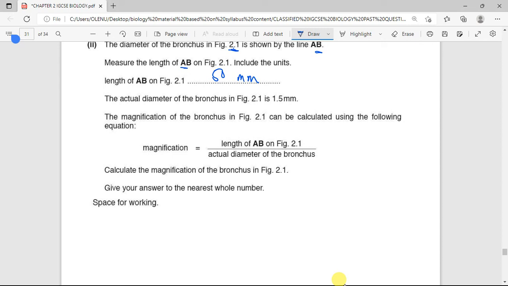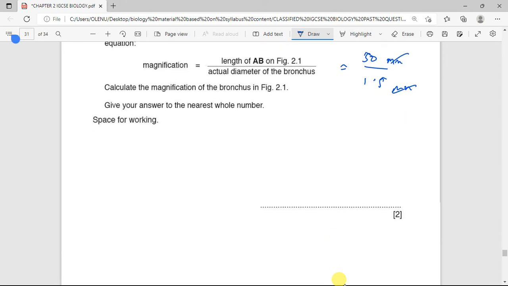Now the actual diameter of the bronchus is this. Now they said the magnification calculated. Length of line AB in your diagram that you measured is 50, divided by the actual diameter, which is 1.5. Remember, this is millimeters, this is millimeters, so this cancels out this. So anything you get, you put times in front. Once you divide, you get your answer. That's the magnification. That's it.